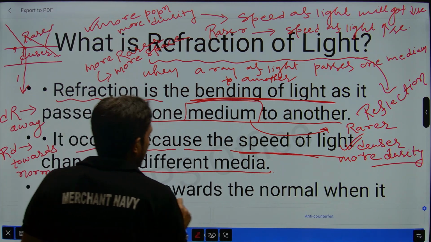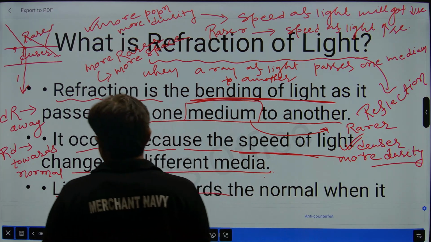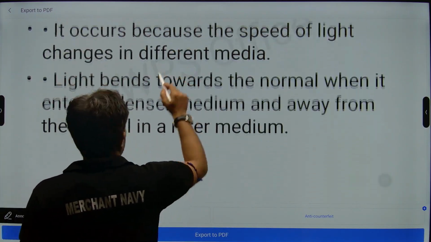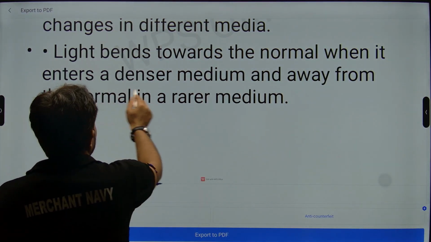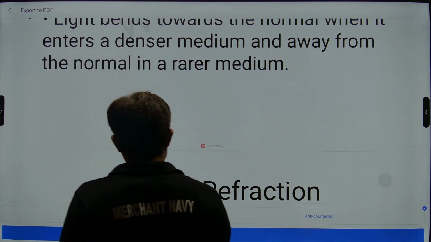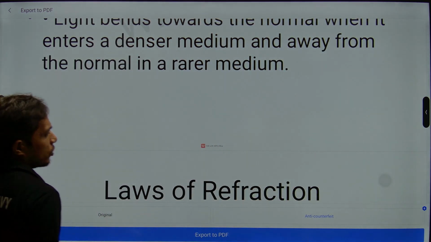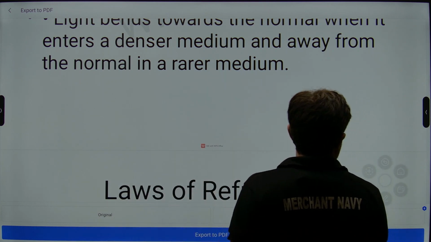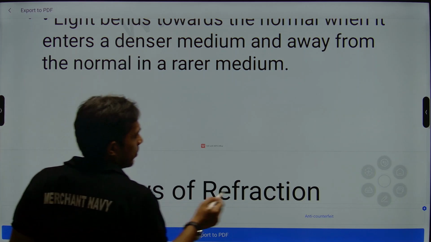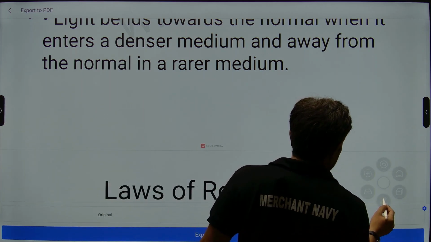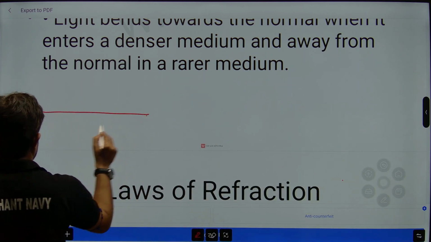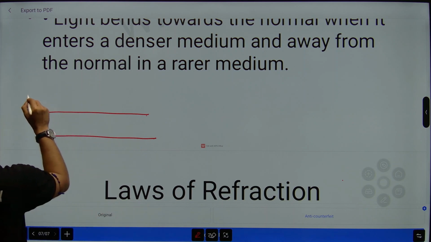Next, light bends towards the normal, as I have also taught you. Light bends towards the normal when it enters a denser medium and away from the normal when it enters a rarer medium. So, let us see how it bends. Suppose this is a medium first.